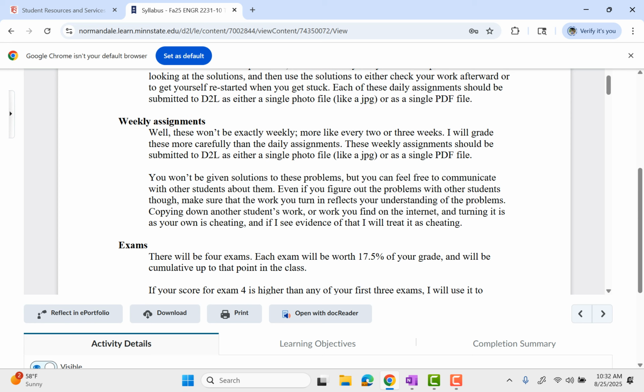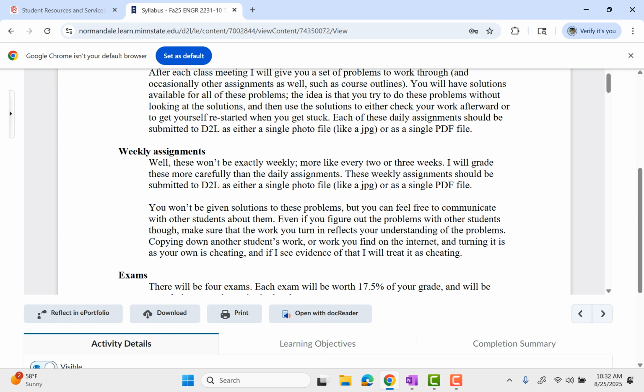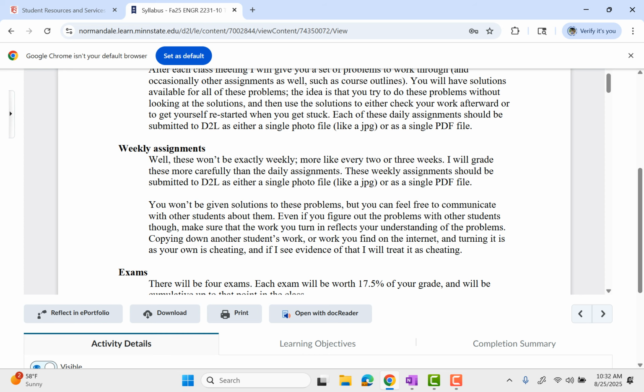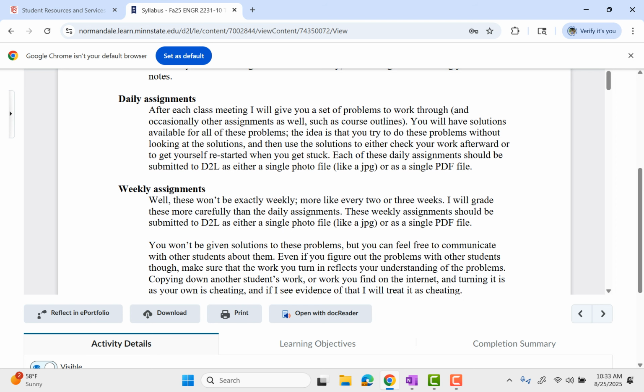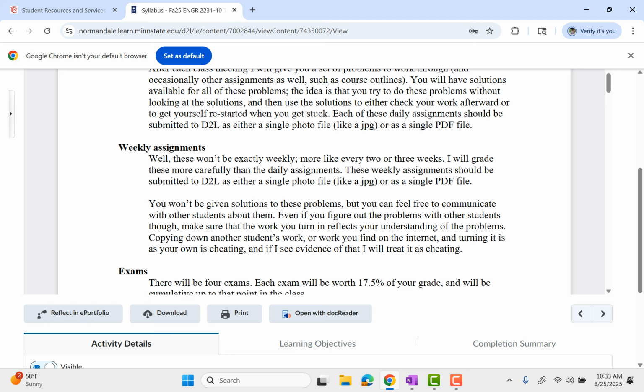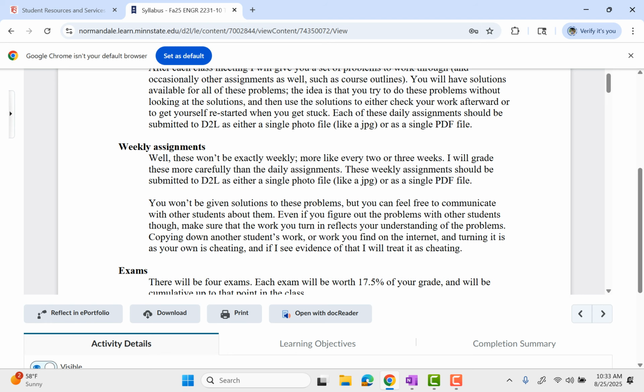Weekly problems are very similar to the daily problems. I won't give as many of these. I don't really grade the daily problems. I'm just checking off whether you've done them or not. It's just my way of keeping you on track. Weekly assignments are going to be similar types of problems, but I'm actually going to grade those as if they were test problems. And I won't give you solutions to those.